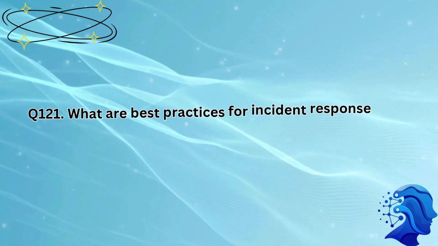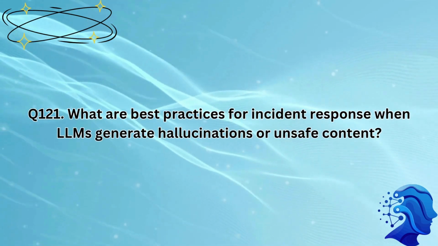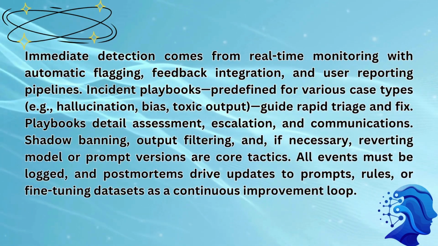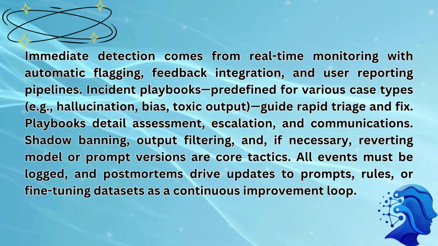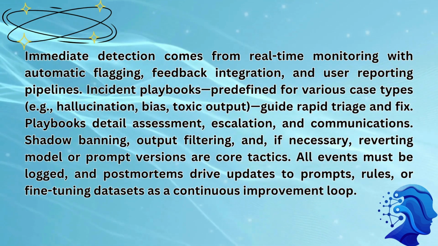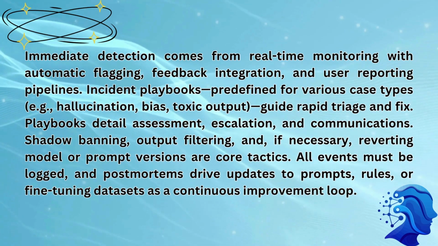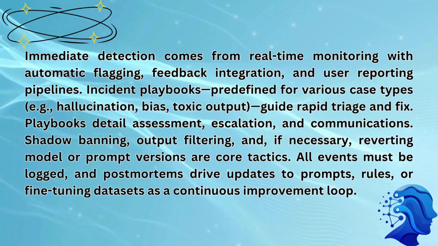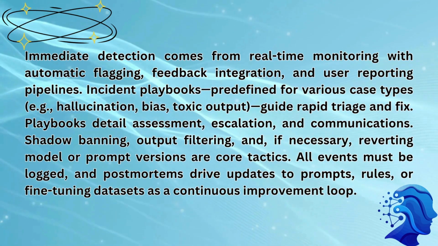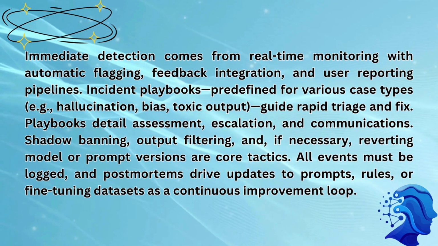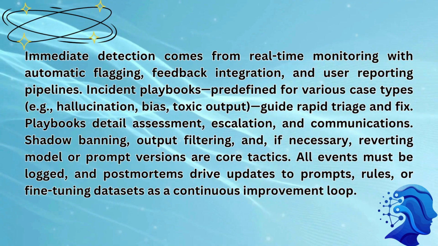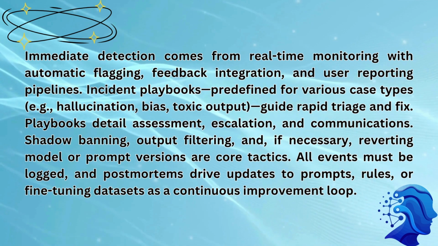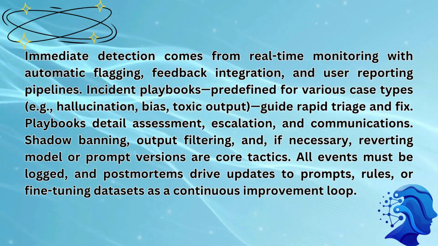What are best practices for incident response when large language models generate hallucinations or unsafe content? Immediate detection comes from real-time monitoring with automatic flagging, feedback integration, and user reporting pipelines. Incident playbooks, predefined for various case types, for example hallucination, bias, and toxic output, guide rapid triage and fix. Playbooks detail assessment, escalation, and communications. Shadow banning, output filtering, and, if necessary, reverting model or prompt versions are core tactics. All events must be logged, and postmortems drive updates to prompts, rules, or fine-tuning datasets as a continuous improvement loop.